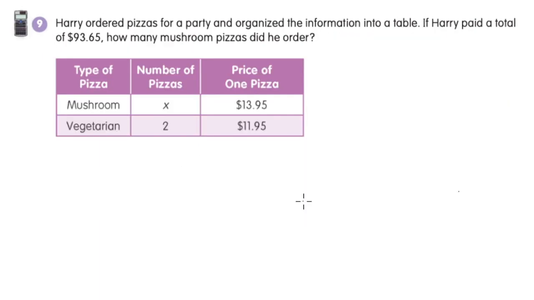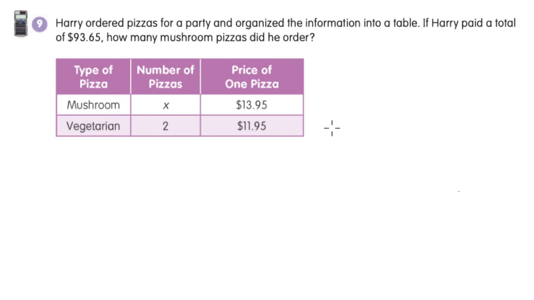Our next problem already has the information organized into a table. But what it says is that Harry ordered pizzas for a party. If Harry paid a total of $93.65, how many mushroom pizzas did he order? So we know there were 2 vegetarian pizzas ordered at $11.95 each. So we'll figure out the total for that.